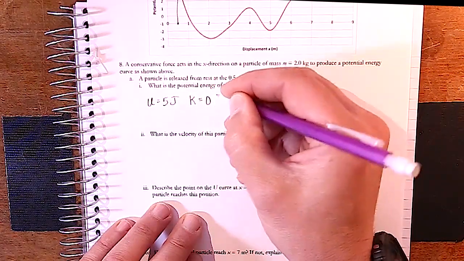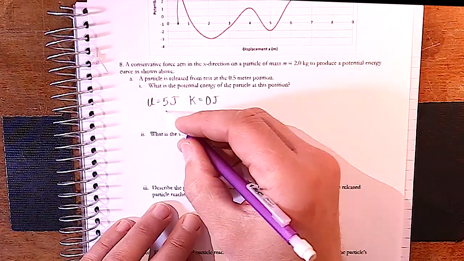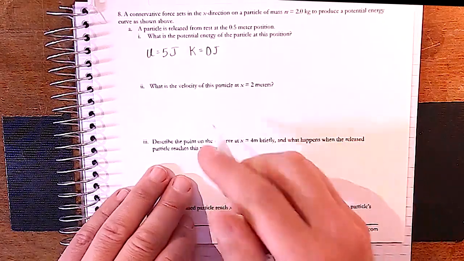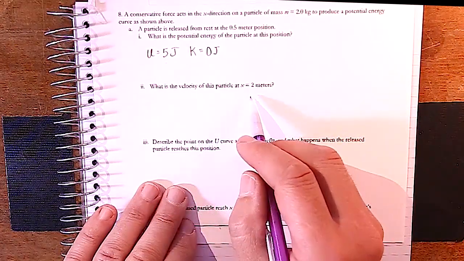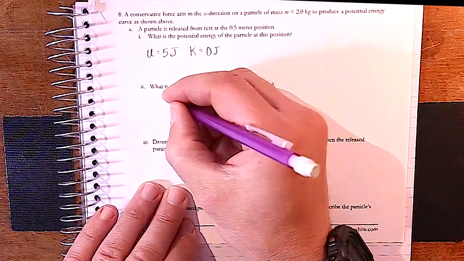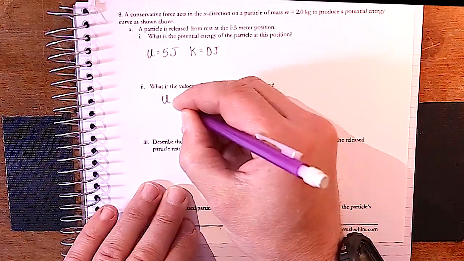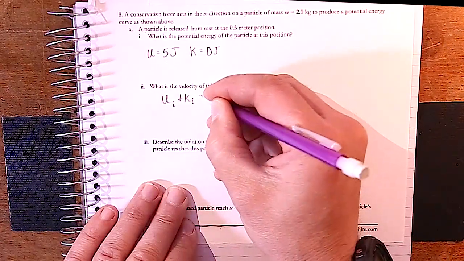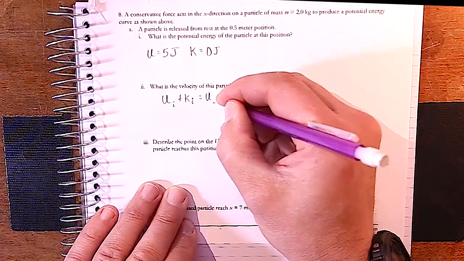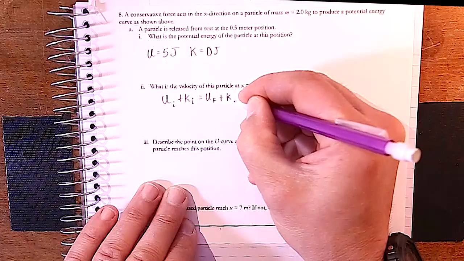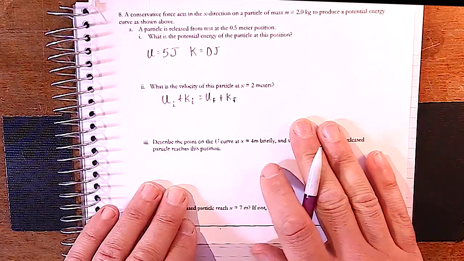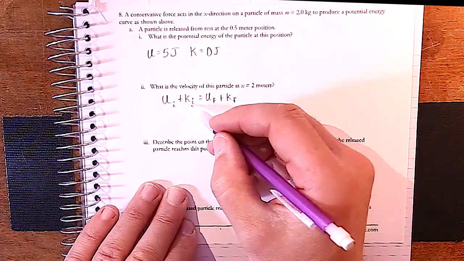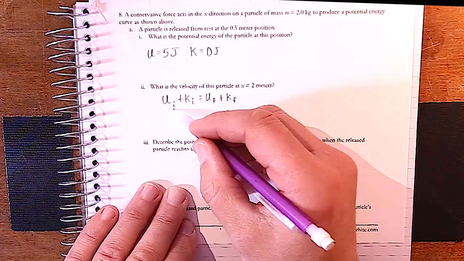So the kinetic energy is 0 joules when it is at 5 joules at 0.5 meters. So the next question says, what's the velocity of this particle at 2 meters? To do this, we're going to compare the initial potential energy and the initial kinetic energy, in other words, the total energy that we start with, to the final potential energy and the final kinetic energy. So what is the initial potential energy? Well, we know that when the kinetic energy is 0, this is 5 joules.